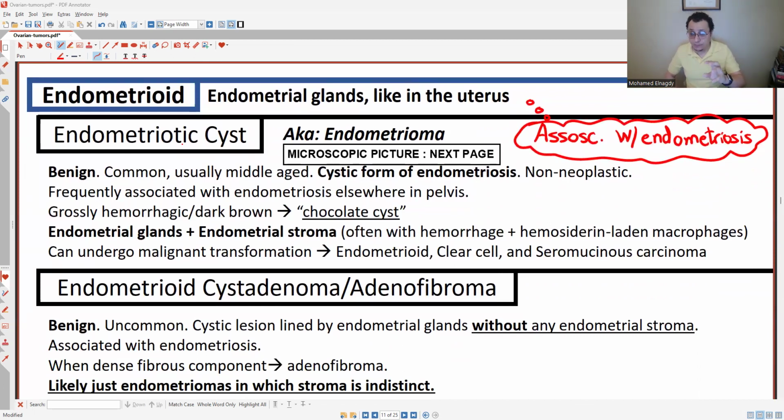Now the endometroid. So we're now done with serous, mucinous. We're now dealing with endometroid.